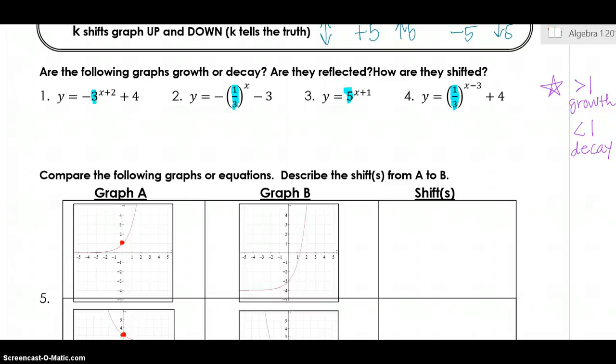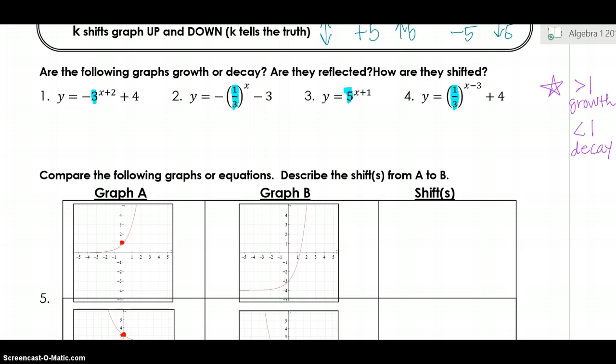What are we going to look for to determine if it's reflected or not? What's going to tell us if it's reflected or not? Crickets. What's going to tell us if it's reflected or not?